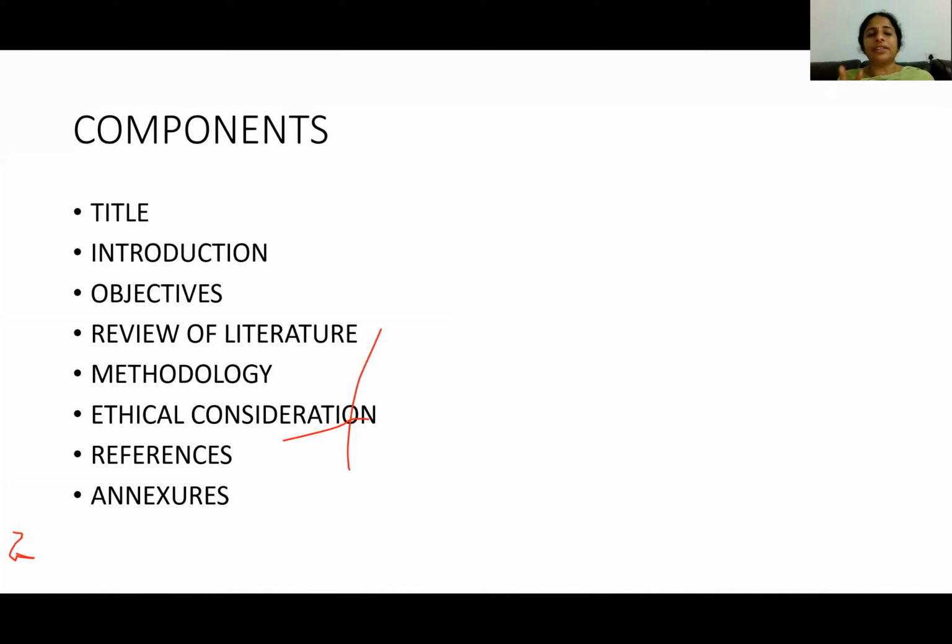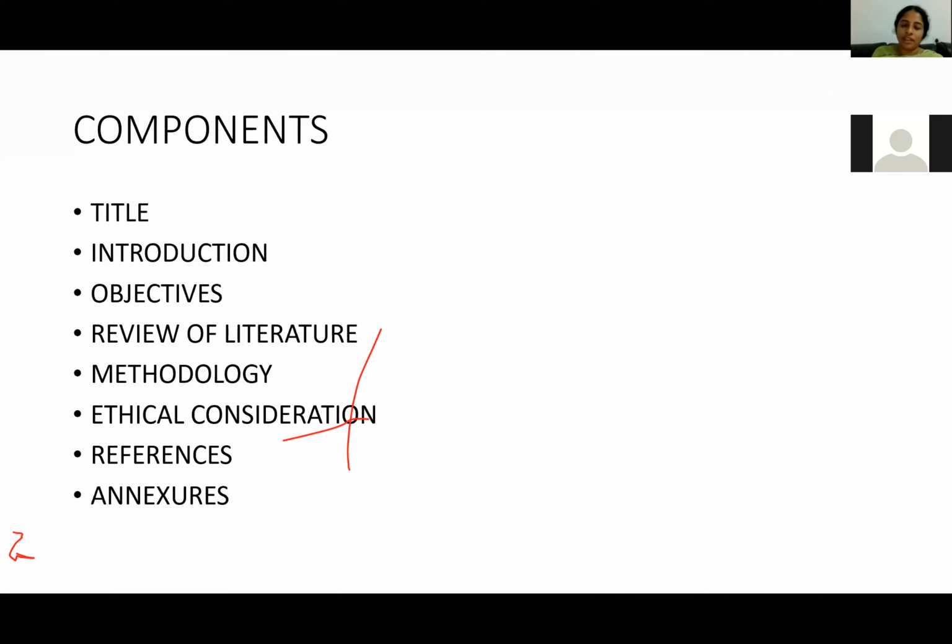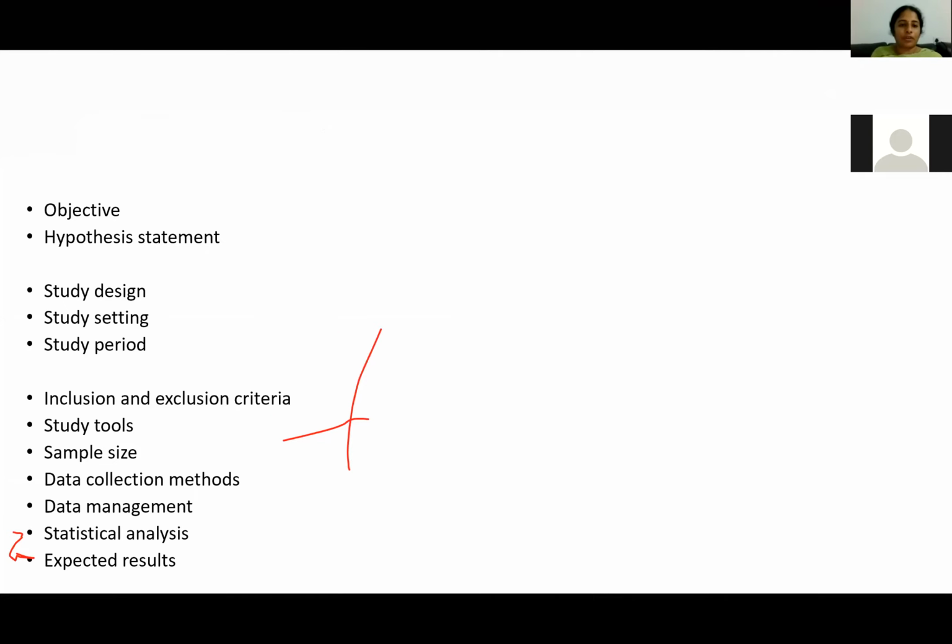Okay. So the components of any research proposal are title, introduction, objectives, review of literature, methodology, ethical consideration, references, and annexures. These are the components. So if you look at the Kuhas protocol, it will have these headings. So finally, at the end of the day, you have to fill in these headings and write something below each. That's what you're trying to do.